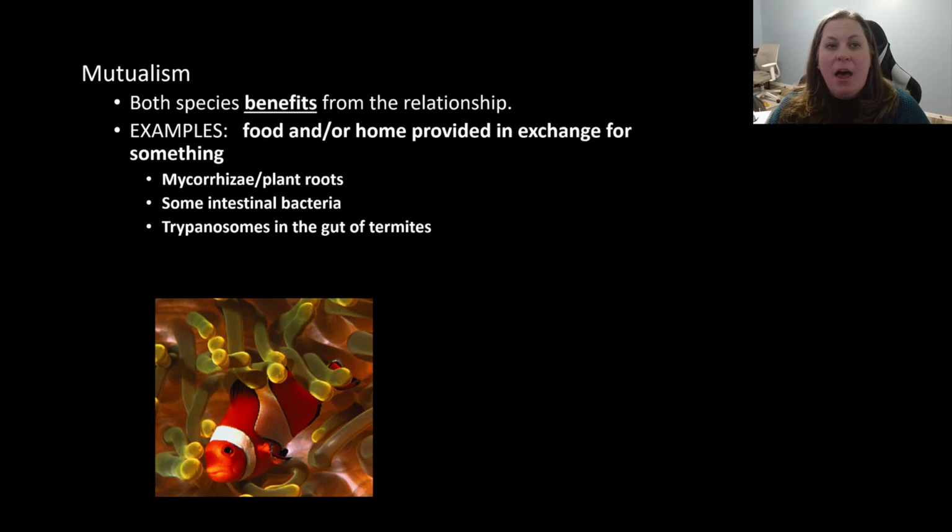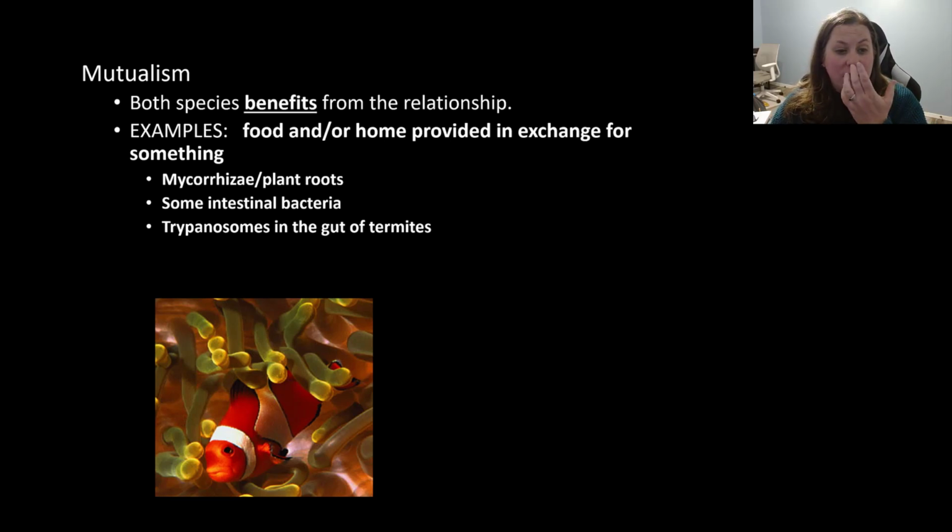The last type of reaction or type of symbiosis is mutualism. Mutualism is when both species benefit from the relationship. So they both get something good. Examples are when, say, one of them gets food or a home in exchange for something else, like protection. Okay, so one gets food, the other gets protection from that.